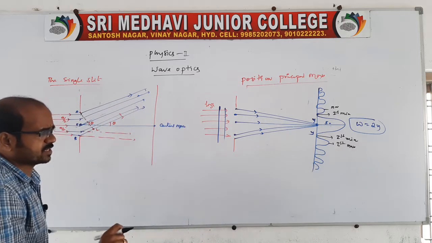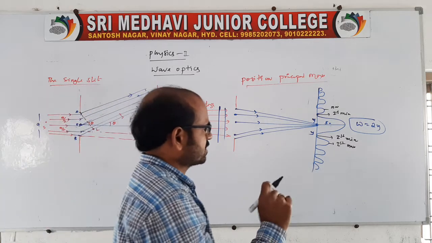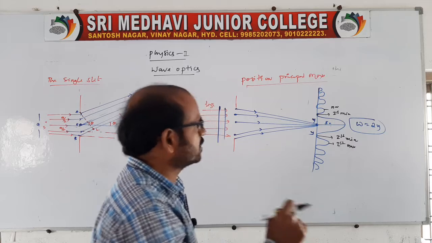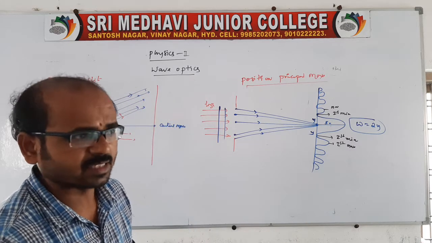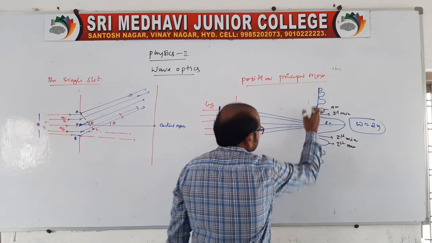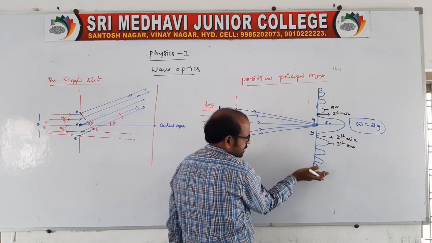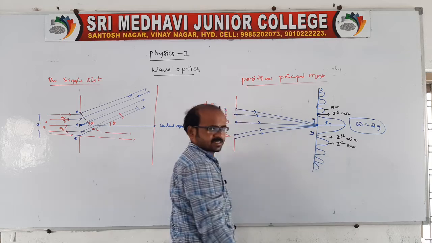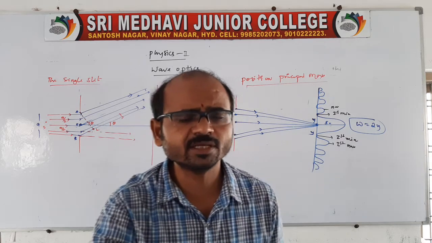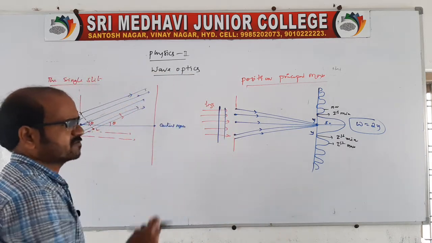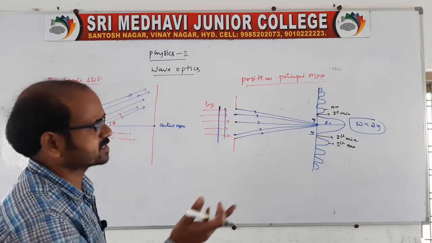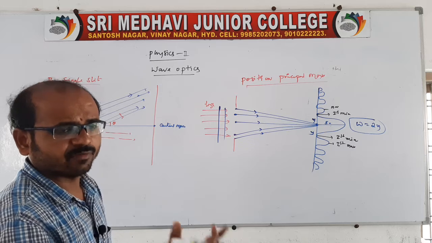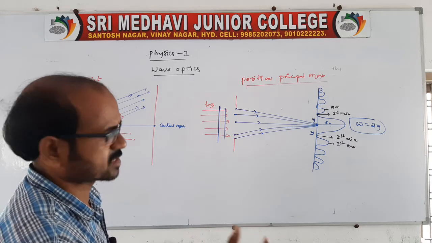The width of the central maxima is double the width of the other maxima or minima, and the pattern goes on like this. Therefore, the intensity continuously decreases. That's what I told you very clearly. The diffraction pattern also obeys the law of conservation of energy, because at one point light appears and at another point light disappears. The energy appears at one point and disappears at another point.